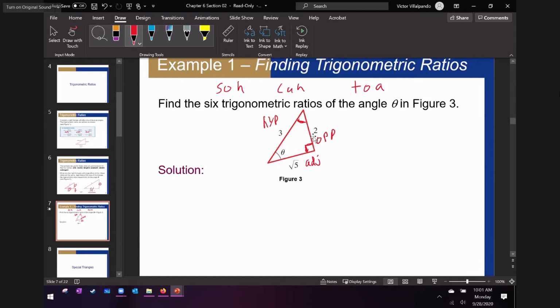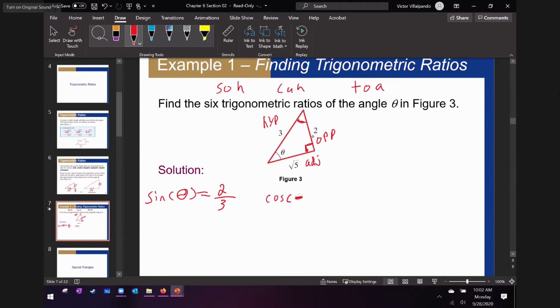So we know sine. We don't know what theta is. So sine of theta is going to be opposite over hypotenuse. Opposite is 2 over hypotenuse, which is 3. And that's all they're asking for. So we got 1 down, 5 to go. Let's just go ahead and find the first 3.